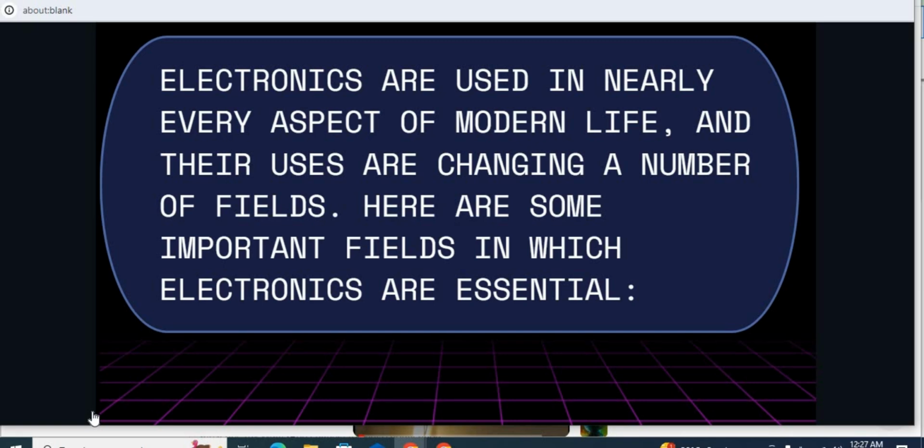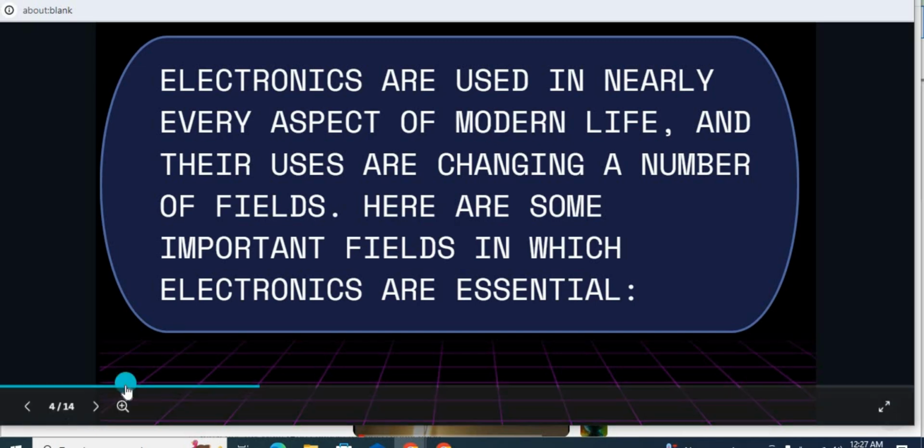What is the application? First, electronics are used in nearly every aspect of modern life, and their uses are changing a number of fields. Here are some important fields in which electronics are essential. That means electronics are very important. Electronics are playing a crucial role in these fields.